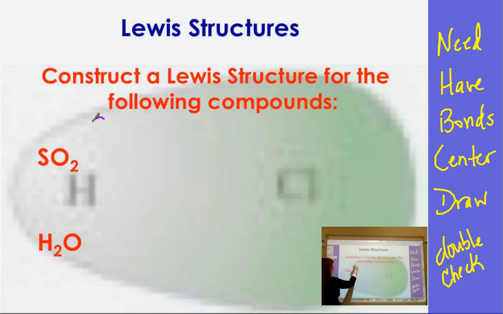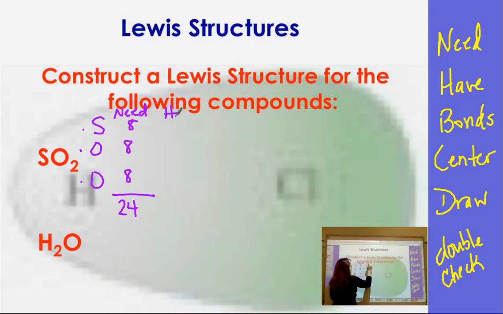SO2. How many electrons do I need? Everybody needs 8, except for hydrogen. I don't have hydrogen. Sulfur would need 8, oxygen would need 8, oxygen would need 8. 8 times 3 is 24. But how many do I really have?